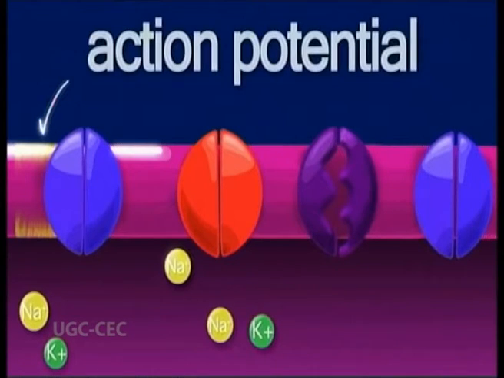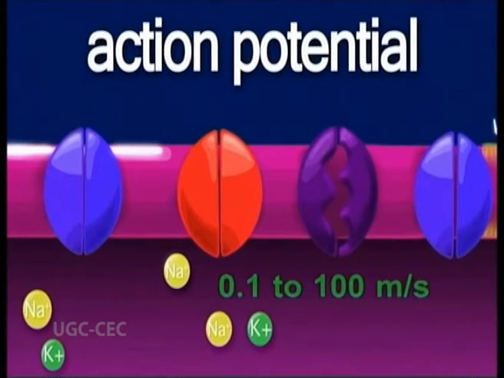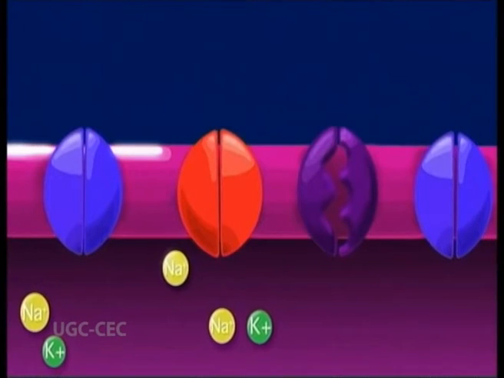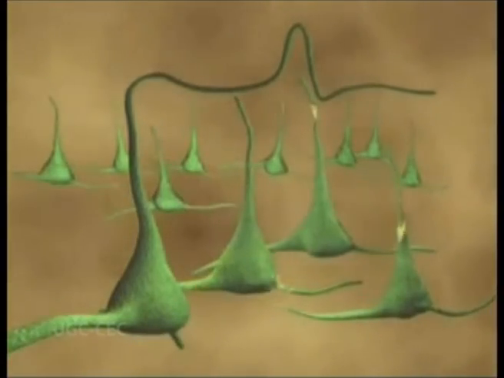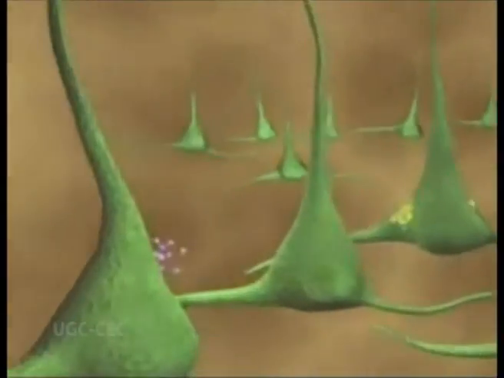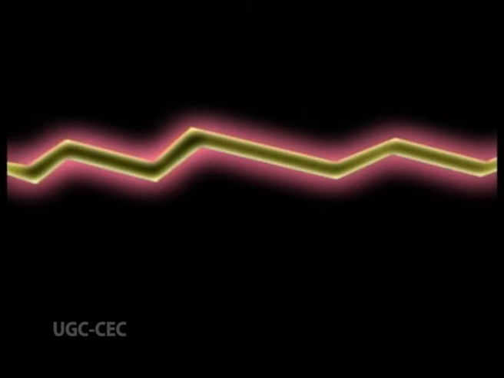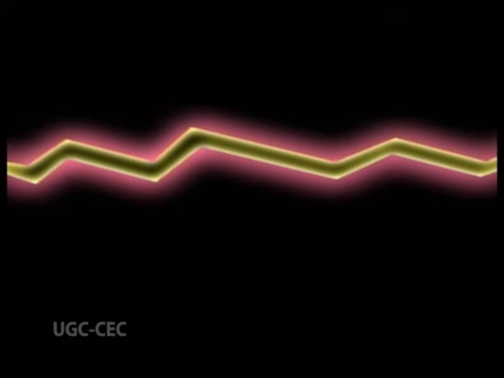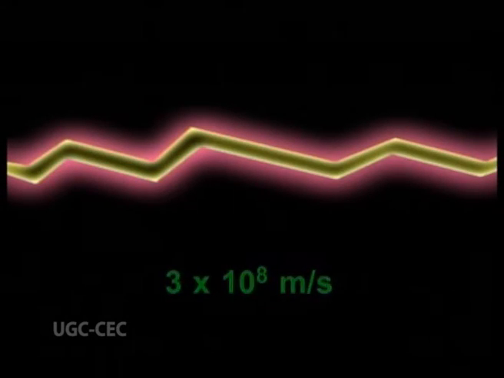Action potentials can travel along axons at speeds of 0.1 to 100 meters per second. This means that nerve impulses can get from one part of the body to another in a few milliseconds, which allows for fast responses to stimuli. Impulses are much slower than electrical currents in wires, which travel at close to the speed of light, that is 3 times 10 to the power 8 meters per second.